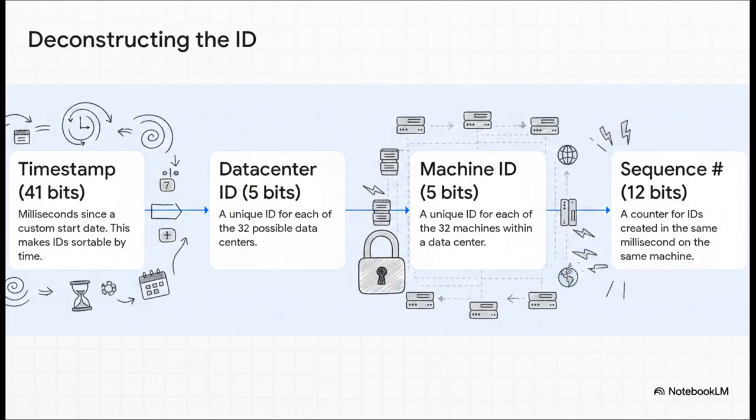Okay, let's break it down. First, the biggest part, the timestamp. That's 41 bits dedicated to storing the time in milliseconds. This is the magic that makes all the IDs sortable. Next up, we have bits for the data center and the specific machine that's generating the ID. This is what guarantees uniqueness across your entire fleet of servers. And finally, that little sequence number. That's our secret weapon for handling insane traffic bursts, when you need multiple IDs from the same machine in the exact same millisecond.